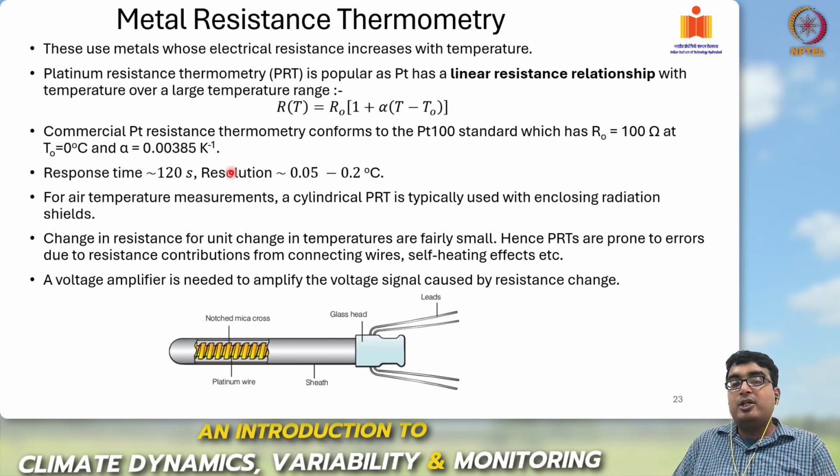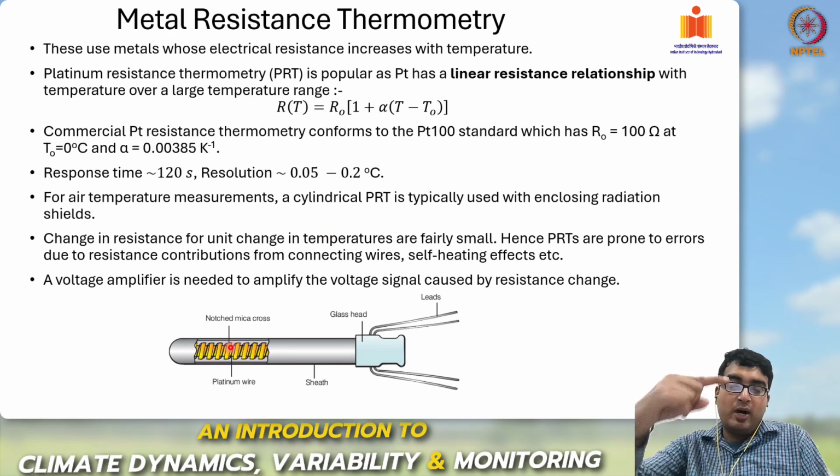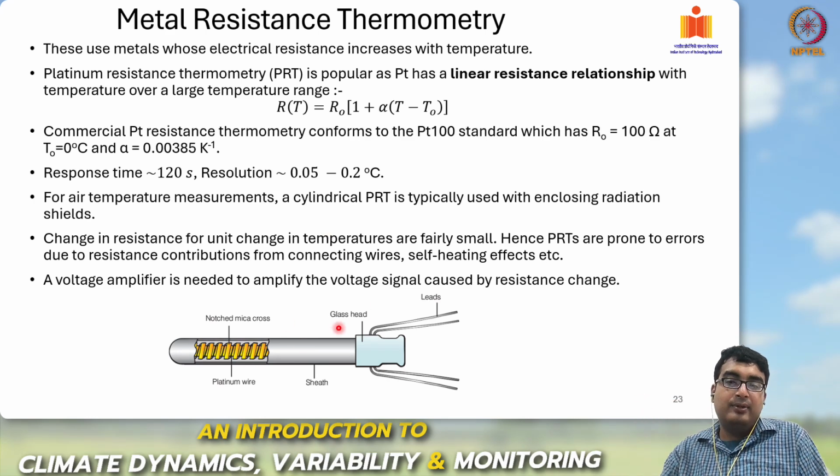For air temperature measurements, a cylindrical PRT, as you can see here, so the platinum wire is wound inside the cylinder, used with the enclosing radiation shield. You have a radiation sheath around. Change in resistance for unit change in temperature are fairly small. So PRTs are prone to errors due to resistance contributions from connecting wires, self-heating effects, etc. A voltage amplifier is needed to amplify the voltage signal, because again the signal is quite small.